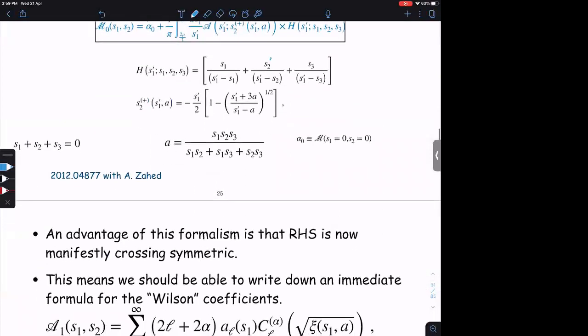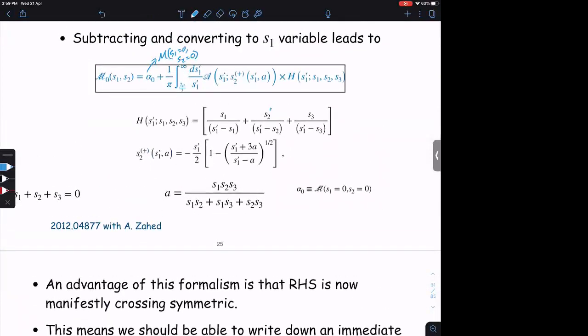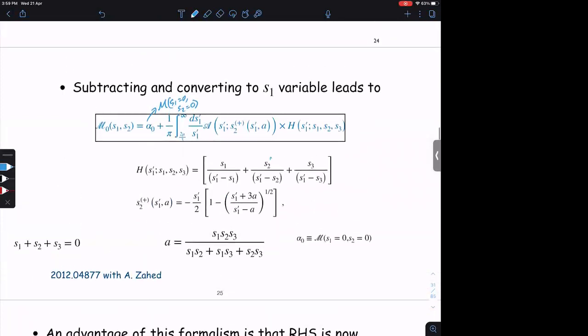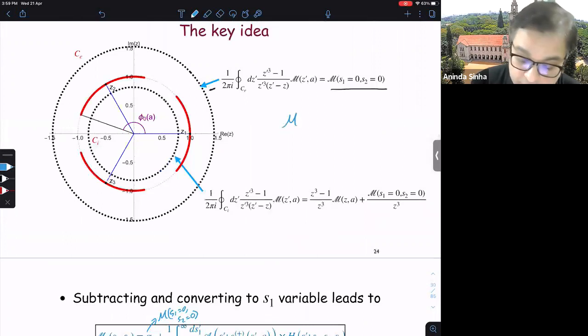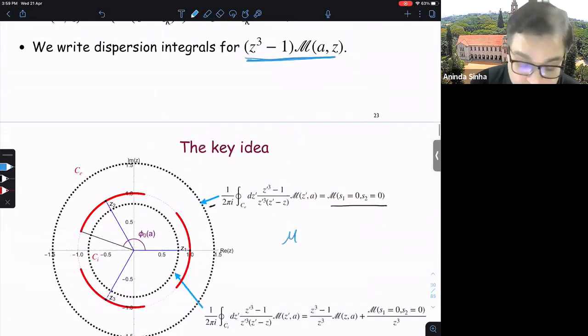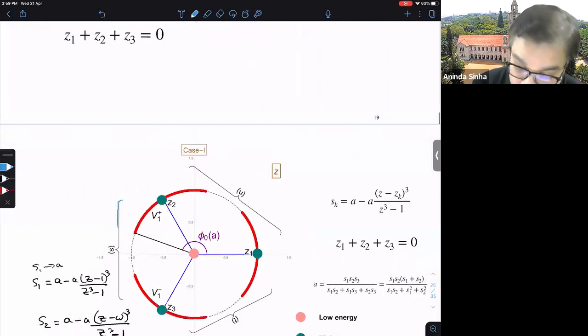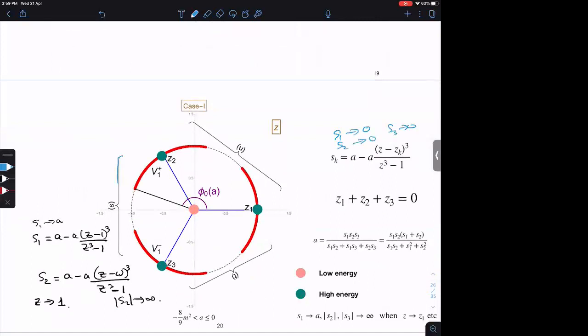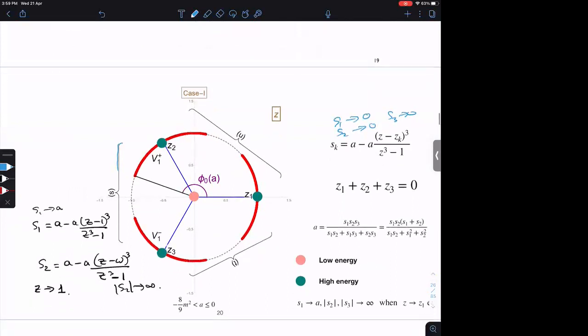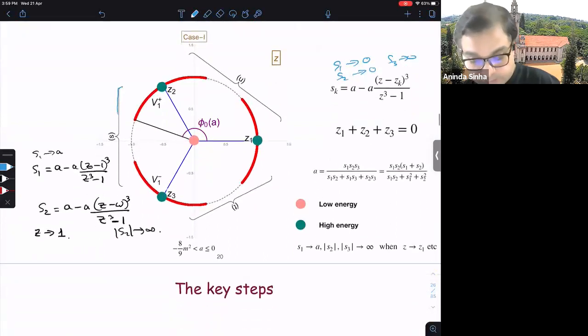So what is the behavior of M in the Z variable near the origin and near infinity? M is regular, so it has a Taylor series expansion around Z equal to 0. And if you look at the variables S1, S2 and S3, around infinity, if you take Z to infinity, then they all go to 0. I see, so it's an inversion kind of thing. Yeah, inversion kind of thing, exactly.